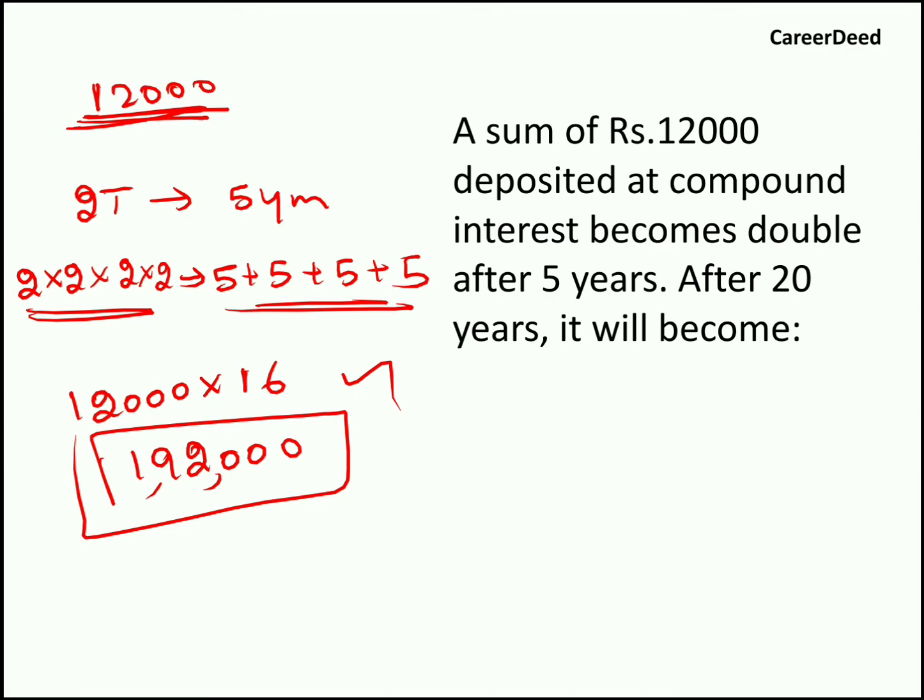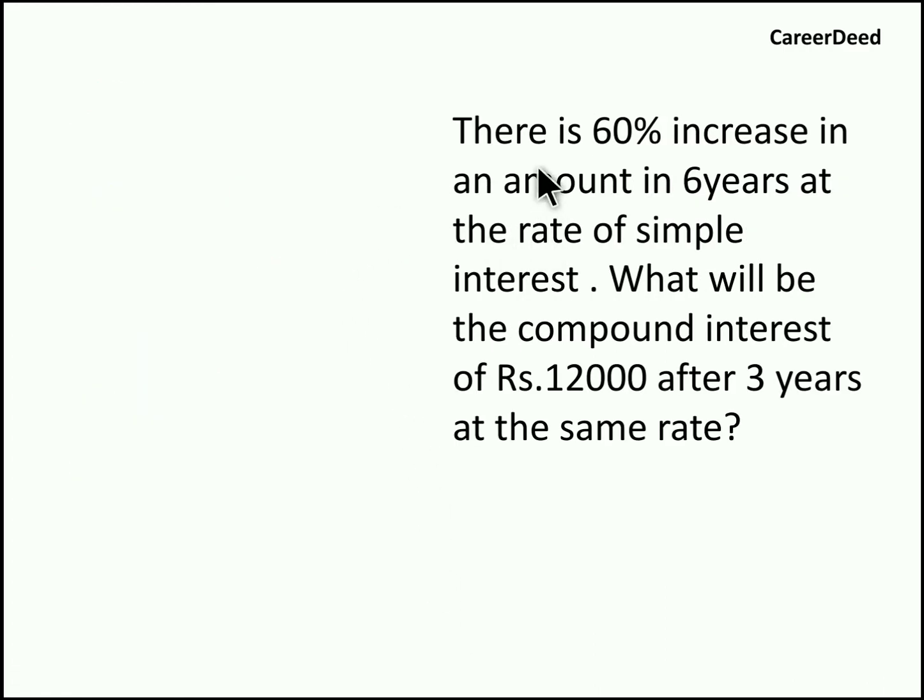Now moving to our 11th question. There is a 60% increase in an amount in 6 years at the rate of simple interest. What will be the compound interest of rupees 12,000 after 3 years at the same rate of interest? Now we know in simple interest, the interest will increase at a constant rate. So for 1 year, if the simple interest is 10%, for 2 years it will be 10 into 2, 20%. For 3 years, it will be 10 into 3, 30%.